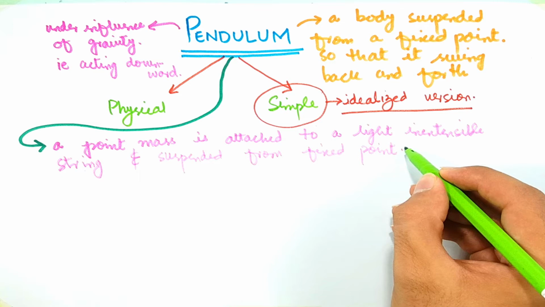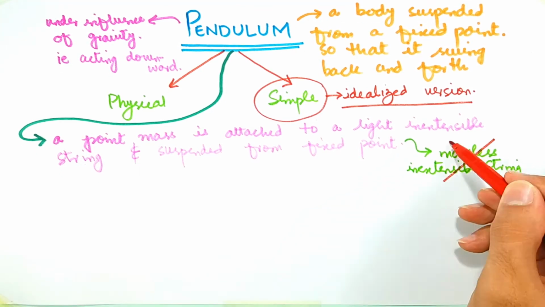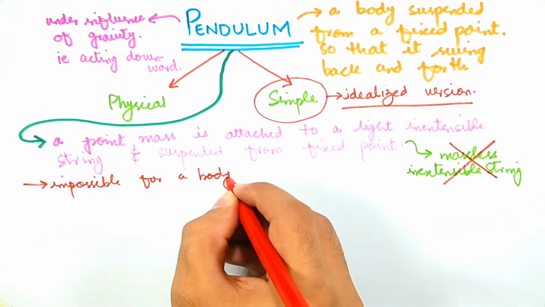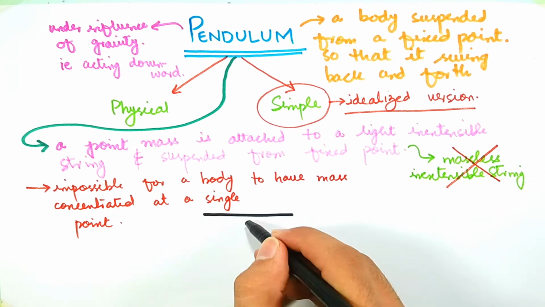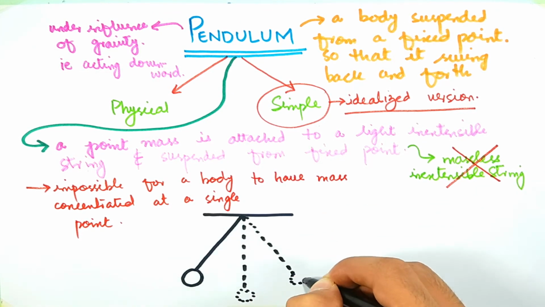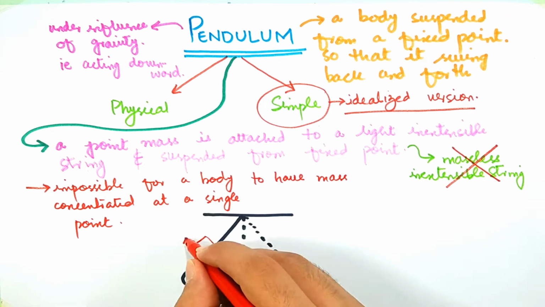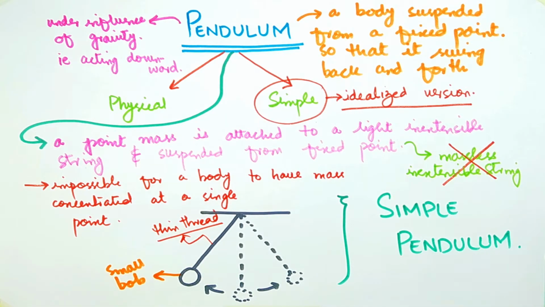Obviously, in the macroscopic world, there is no such thing as a massless string, and it's impossible for a body's mass to be concentrated at a single point. However, if we take a sufficiently thin string, such as a thin thread, and a very small object slightly heavier than the string, such as a small stone or a metallic ball, we are close to having a simple pendulum. We'll assume our setup to be a simple pendulum anyways.